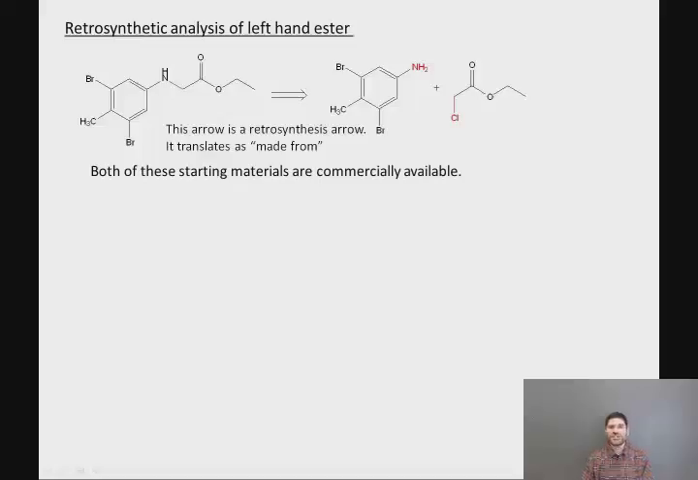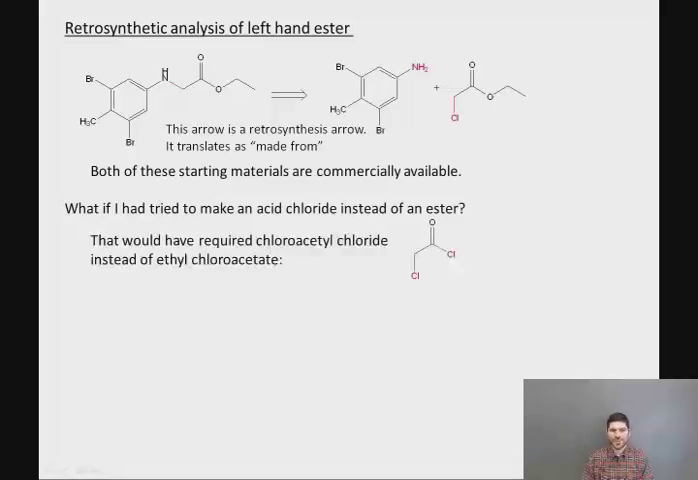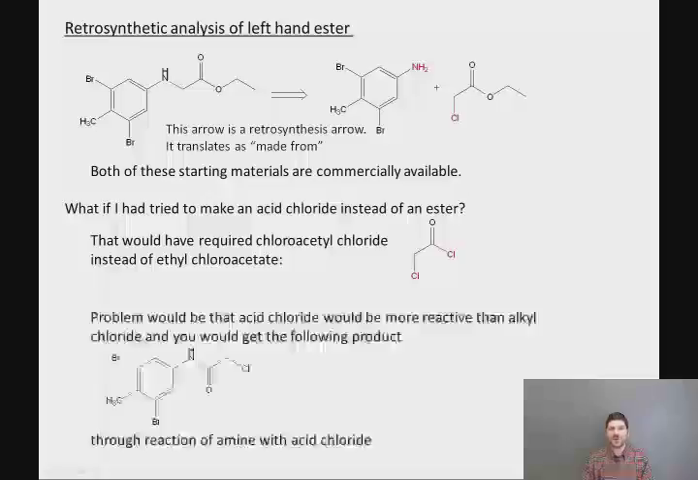So both of these starting materials are commercially available. So getting back to the point of what if I had tried to make an acid chloride instead of an ester as our acyl fragment to do the hydrazine coupling with? Well, that would have required chloroacetyl chloride instead of ethyl chloroacetate as the partner that I would be trying to react my aniline with.